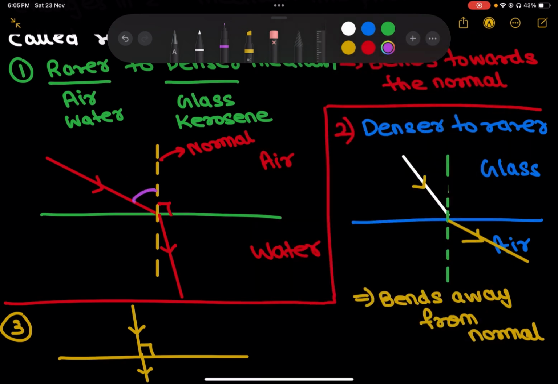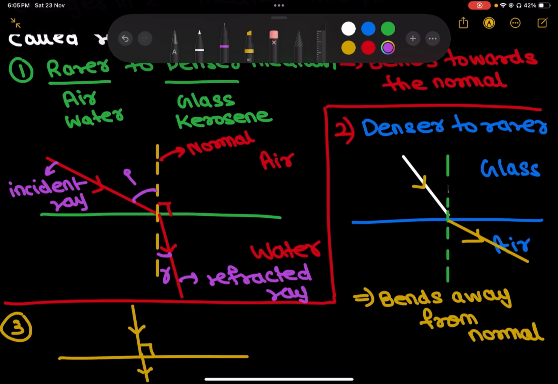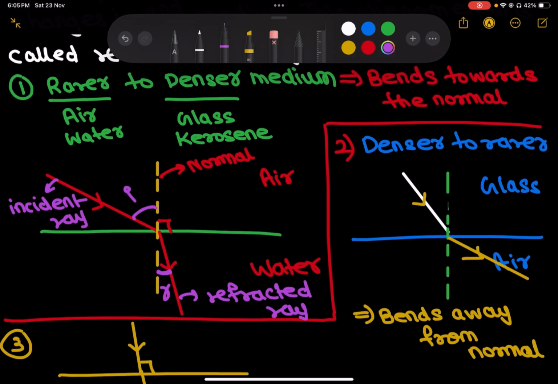This angle is known as angle of incidence, I. This ray is known as incident ray, right? Incident ray, angle of incidence. This ray is known as refracted ray, okay? And this angle is known as angle of refraction, R. Understood? The terminology is very simple, yet I have to explain, right? So these are the three cases for refraction of light.